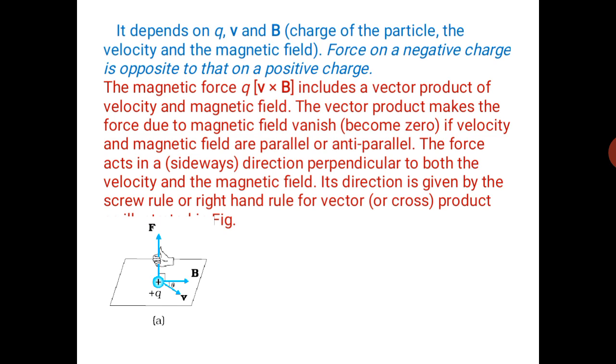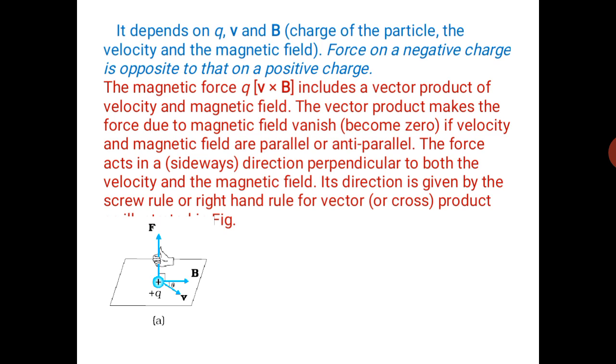And also, the force acts in a direction perpendicular to both the velocity and magnetic field. Its direction is given by the screw rule or right hand rule for vectors or cross product. Already all of you studied. A and B are two vectors and C is the cross product of A and B, that is vector C equals vector A cross vector B. Then the direction of C is perpendicular to A and B. Okay, you can use the right hand rule, or you can use the screw rule.